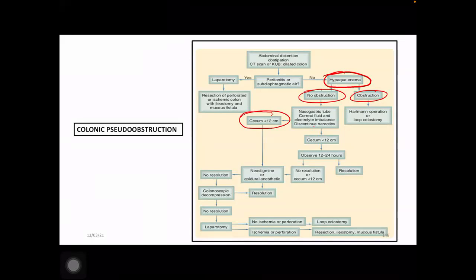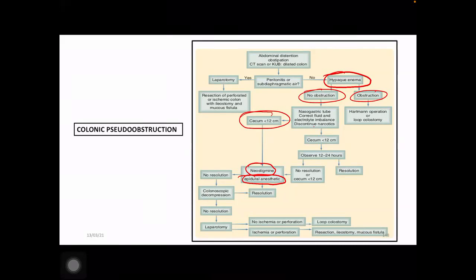Then you can carefully go ahead and give neostigmine first. Neostigmine basically increases the acetylcholine concentration. It's a parasympathetic mimetic. Or you can give, yes, very good, the Catchpole regimen. That's what is given in Bailey and Love. Catchpole regimen, neostigmine, or you can give epidural anesthetic. Epidural anesthesia cuts down the sympathetic activity and increases the parasympathetic activity. So neostigmine is the first choice, followed by epidural anesthetic. If there is no resolution with these two, you can very carefully try colonoscopic decompression. Even with that, if there is no resolution, you can do a laparotomy.